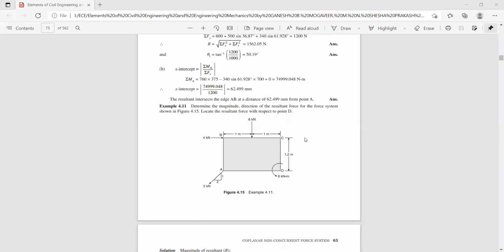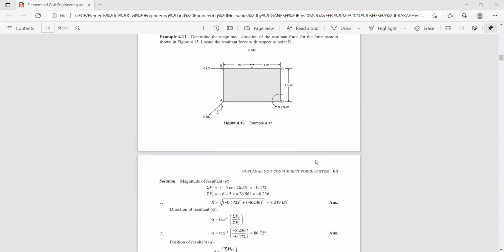Now you can find the magnitude of the resultant. R is equal to square root of sigma f of x square plus sigma f of y square. Thereby you get the magnitude of the resultant. Let us check. Sigma f of x is 4 minus 5 cos 26.56, so it works out to be 0.472. Here the units have not been written, so don't forget to mention the units.